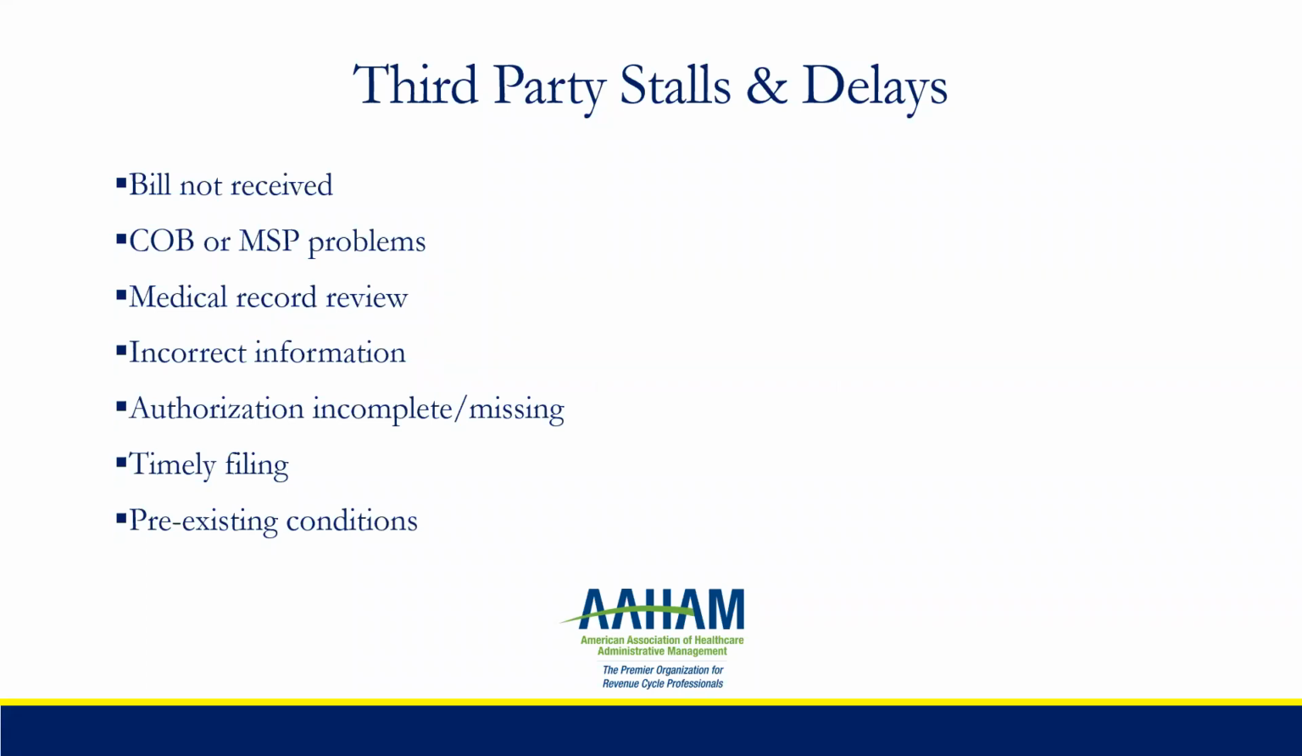Okay, so some of the common ones you might hear are, they didn't receive the bill. There's problems with coordination of benefits or MSP, Medicare Secondary Payer. Medical records are needed for review. Incorrect information was received. There is a missing or incomplete authorization. Timely filing is passed, or there's pre-existing conditions. These are just a few examples. There are many more listed in the manual. I would recommend knowing examples of these types of delays because those are things that usually show up on the exam.